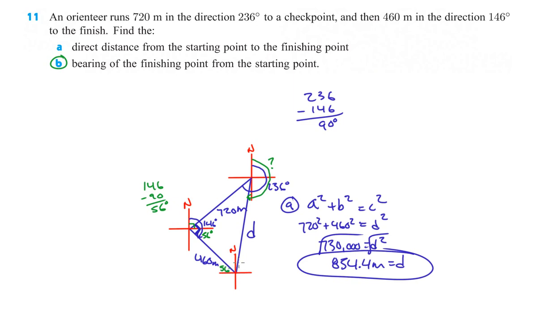And then these two angle pieces have to add up to 90. So if we do 90 minus 56, that leaves us with 34. So this is 34 degrees. And then this from here all the way around to here is 236. From this blue line back to the red line, 236 minus 180 gives us 56 degrees here. So from this red line to the blue line out here is 56 degrees.